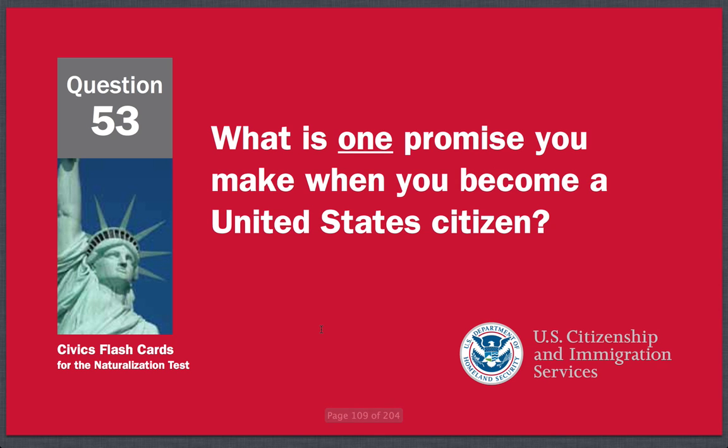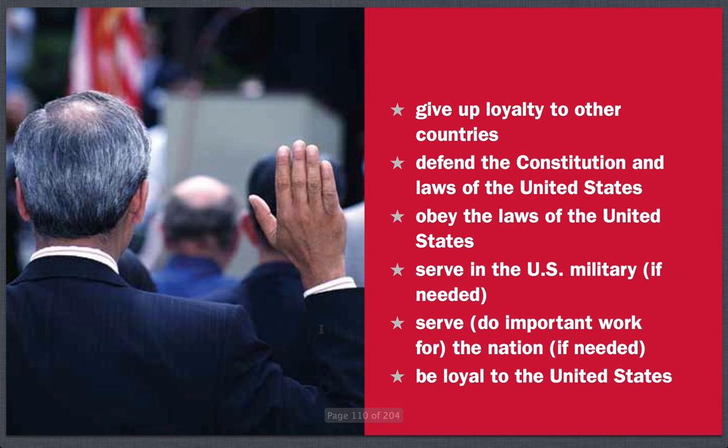What do we show loyalty to when we say the Pledge of Allegiance? The United States and the flag. What is one promise you make when you become a United States citizen? Give loyalty to the United States; you basically have to give up loyalty to other countries. You have to defend the United States Constitution and obey the laws of the United States.